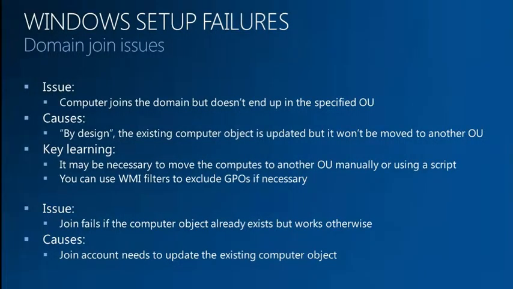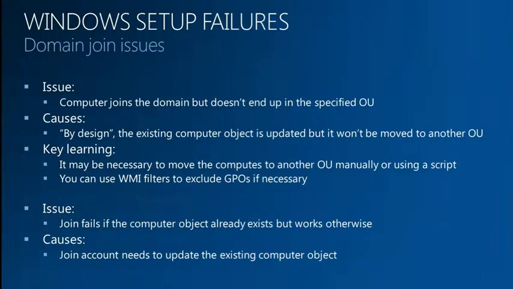Another common issue is you join the domain, but it doesn't end up in the right OU. Often you'll have a machine you're rebuilding or doing a refresh type deployment on, and you want to keep the same name. Now that machine is in one OU, and during the deployment, you specify a different OU, it will not move to the new OU. Or perhaps you're rebuilding that machine, and the account that you're rebuilding with doesn't even have rights to the existing machine, so it can't move it either way.